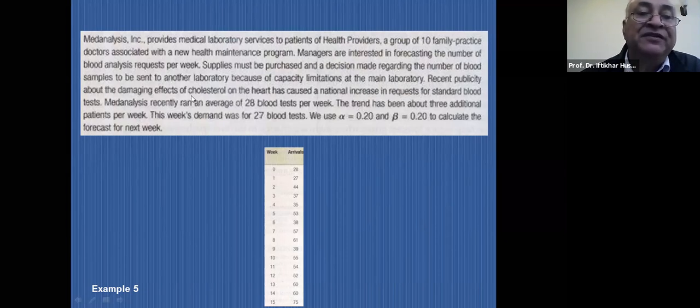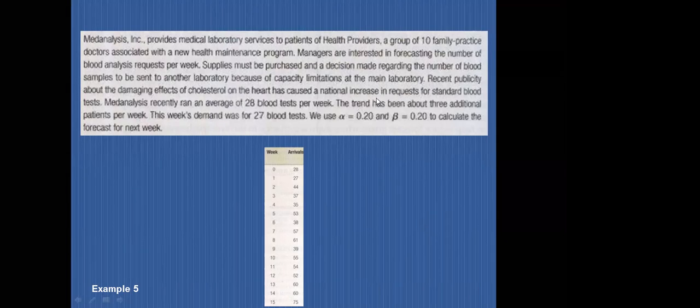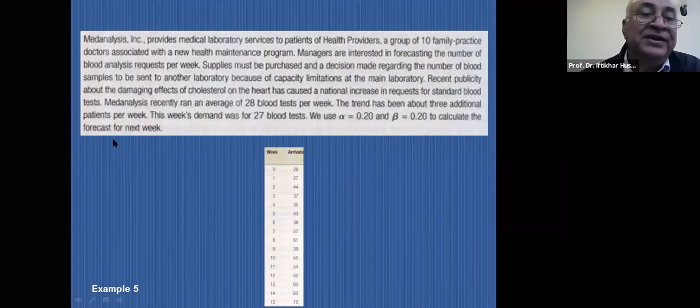Recent publicity about the damaging effects of cholesterol on the heart has caused a national increase in requests for standard blood tests. Meta-analysis recently ran an average of 28 blood tests per week. The trend has been about 3 additional patients per week. This week's demand was 27 blood tests. We use alpha as 0.20 and beta 0.20 to calculate the forecast for next week.